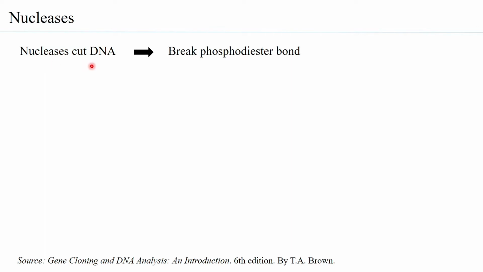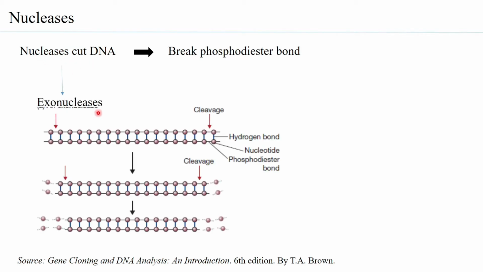Now, nucleases itself can be again subdivided into two major types. One of them is what is called exonucleases. As the word suggests, exo means outside. So exonucleases are enzymes that cut DNA only from the outside. Now, in case of a DNA, what do we mean by outside? It means the ends of the DNA or the terminals of the DNA. So if this is the DNA, then the cutting by the exonucleases is at the ends of the DNA.